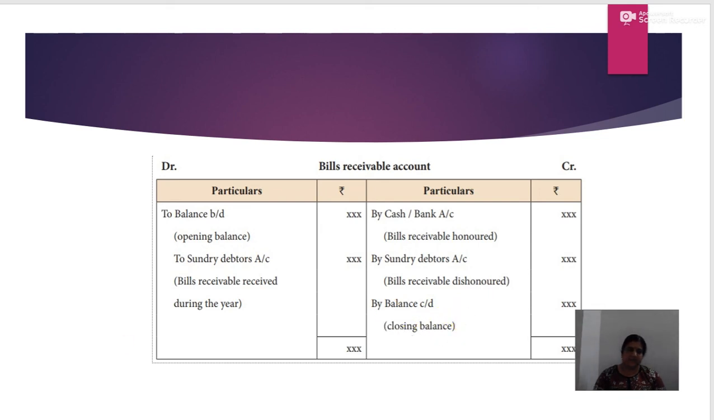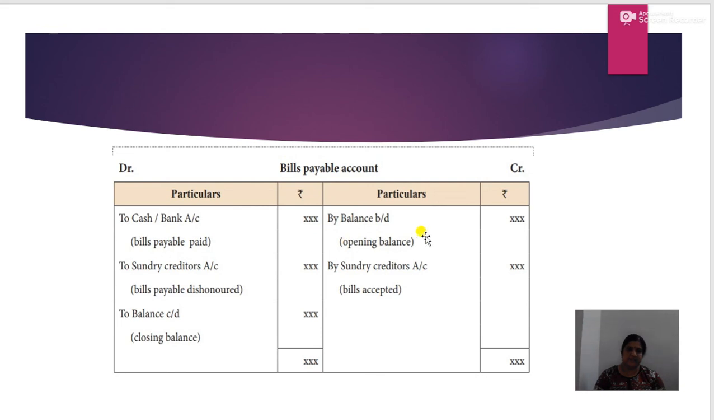Okay. Then last one is bills payable account. In case of bills payable account, so bills payable is a liability, so it will be having a credit balance. Okay, so start with the opening balance, that is by balance brought down, opening balance. By sundry creditors, that is bill accepted. Then again to cash or bank, that is bills payable paid. To sundry creditors, bills payable dishonored, and finally the closing balance, that is to balance carried on.